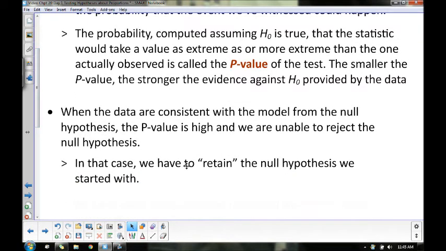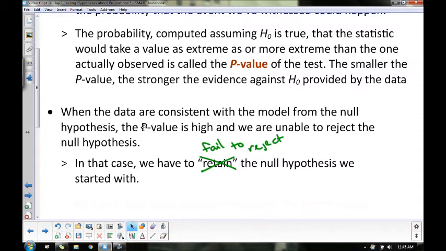Here it says retain, but you want to be careful. I want to scratch that out. I don't want to say retain. I want you to say fail to reject. Because I have seen some very picky people who say that retain is too strong of a word. Now technically it's okay, but let's kind of get in the habit of saying something that will not get us into trouble ever.